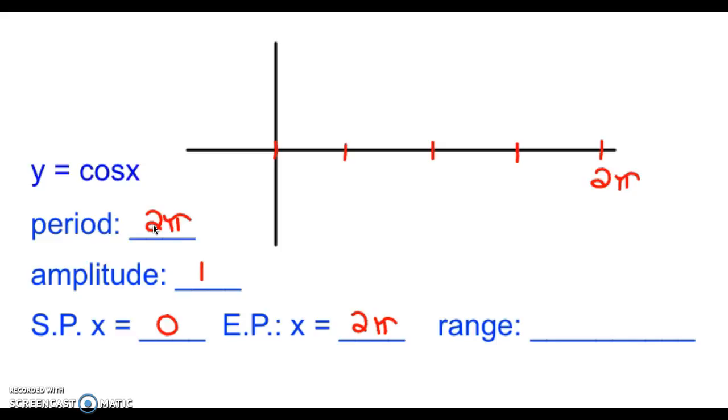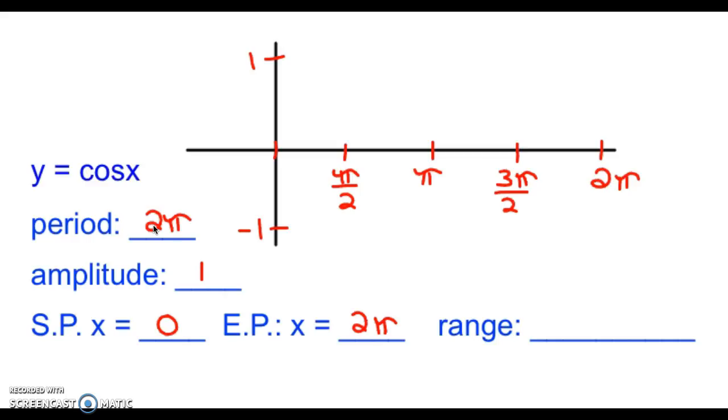Since I have 4 spaces, I know what I'm counting by if I do 2 pi divided by 4, which again is pi over 2. So go ahead and fill that in. And this graph also has an amplitude of 1, so the graph is going to go as high as 1 and as low as -1.